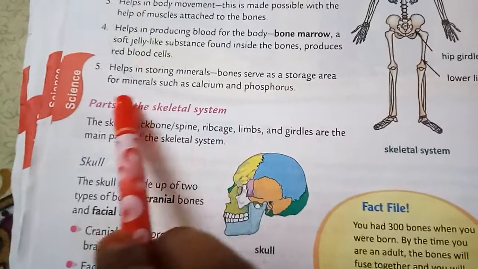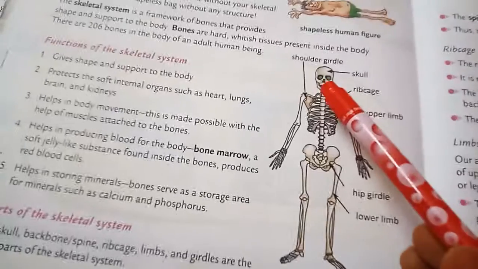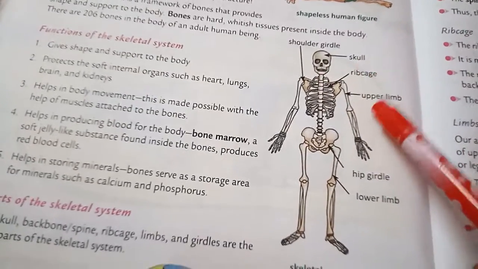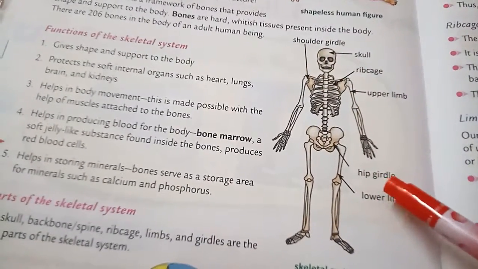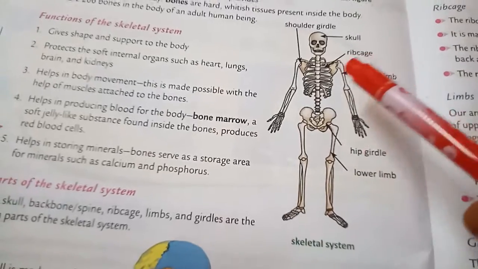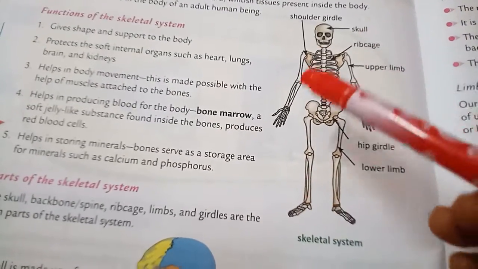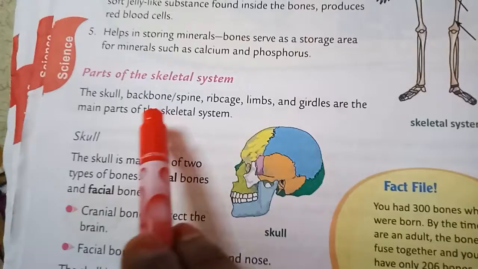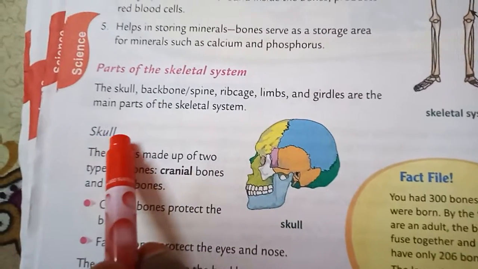So what are the parts of the skeletal system? We have already discussed. What are those? Skull, rib cage, upper limb, shoulder girdle, hip girdle and lower limb. So let us discuss in brief about these topics. Okay, so the first one is skull.